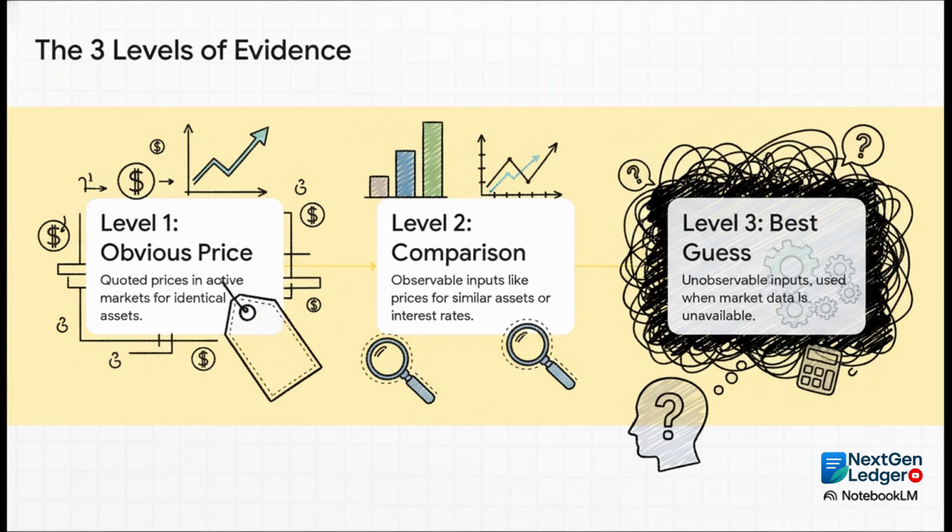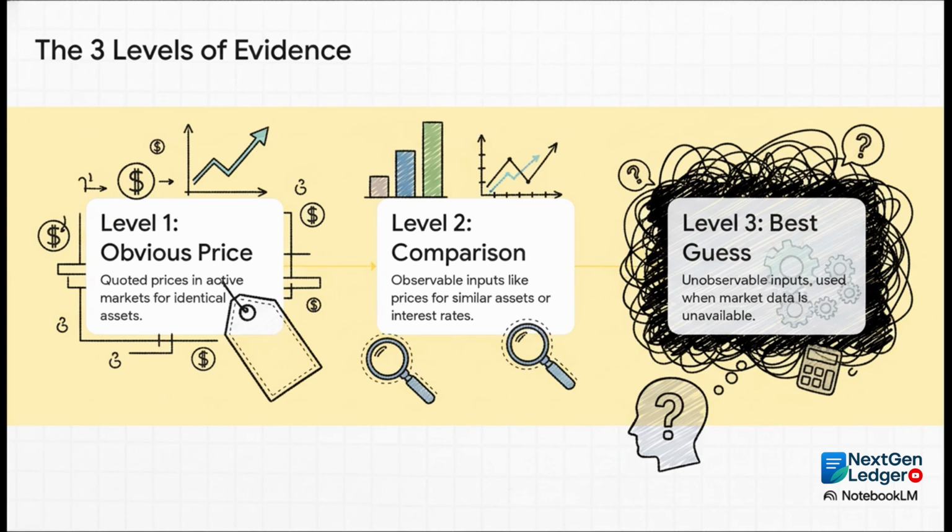To figure out that fair value, accountants use this 3-level ladder of evidence. Level 1 is the easy one. It's like looking at a price tag on a stock ticker. The price is right there, no questions asked. Level 2 is more like figuring out a house's value by looking at similar houses that just sold in the neighborhood. You're using comparable, observable data. But level 3? Level 3 is the true black box.